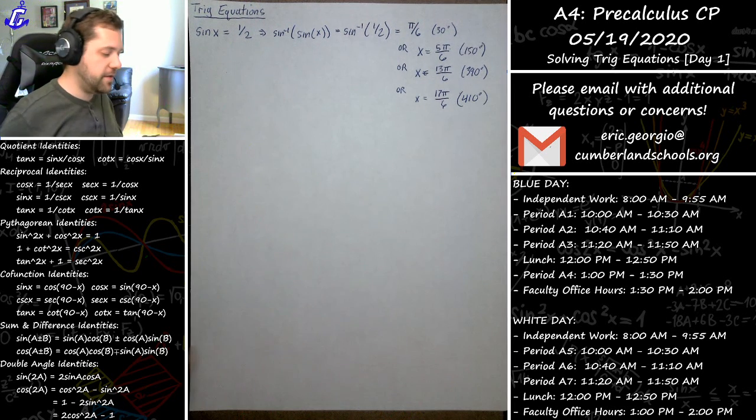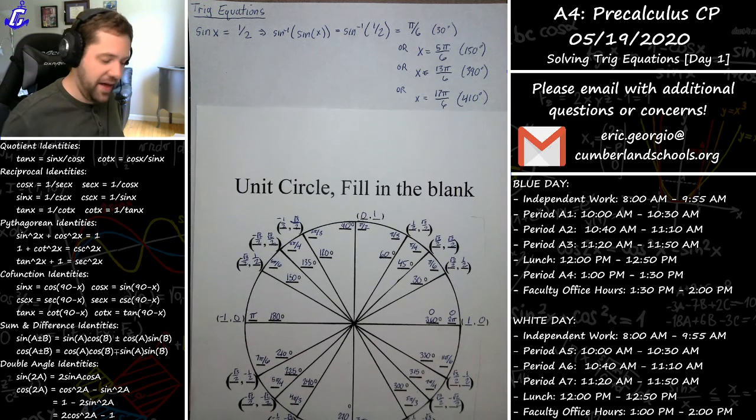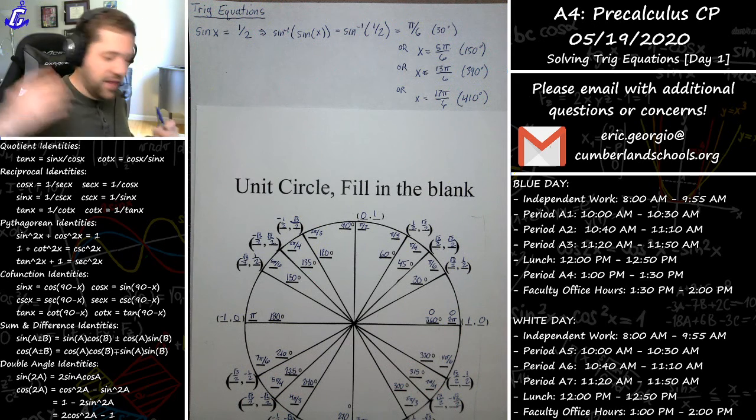If my math is correct there. So what about that one? That also has a sine value of 1/2. Do you kind of see where I'm going with this? And it would just keep going forever and ever.